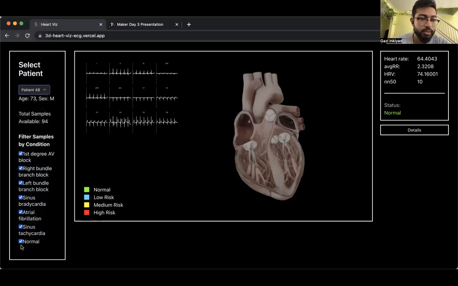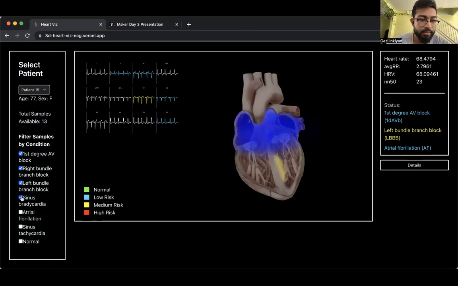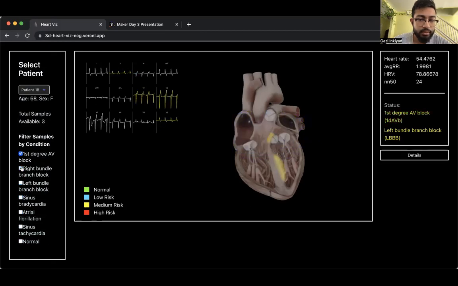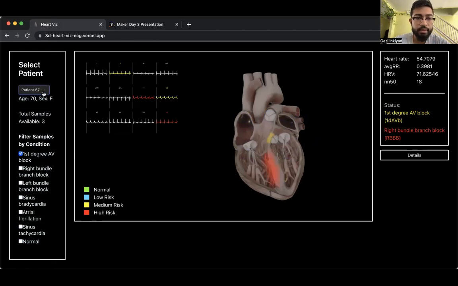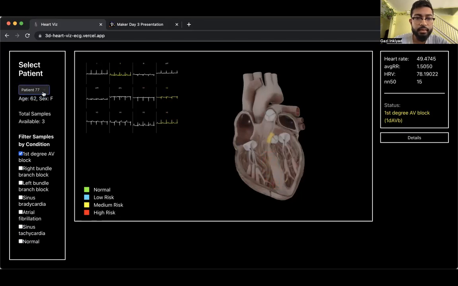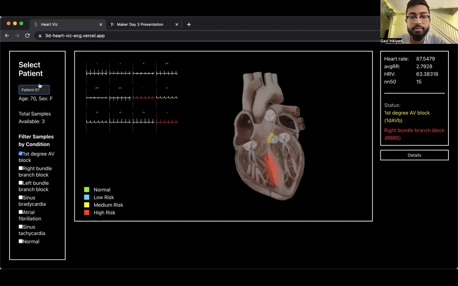So let's say, for example, we want to look into first degree AV block, we can unselect all these conditions, and now we have a patient that has a first degree AV block. Let me see if there are other patients. Yep, there are other patients that have the same problems, and some of the patients also have two problems or multiple problems at the same time. You can see that there are different colors according to this. So I'll just pick patient 67.